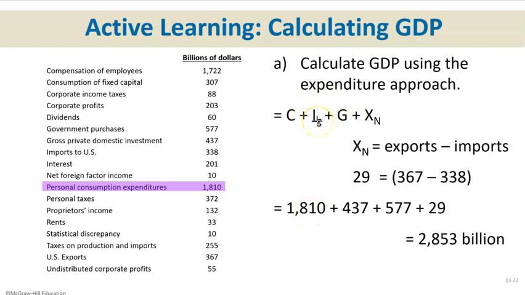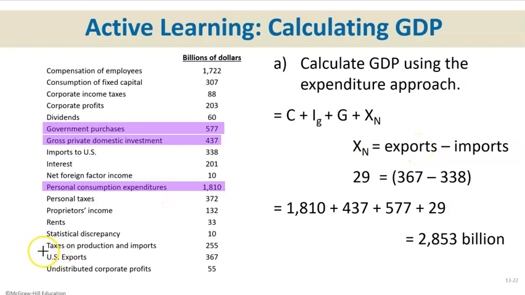Next is IG. That's investment or gross private domestic investment. So IG is the 437 plus G, which is government purchases. This is the 577, goes in the third spot. And then XN. So XN is net exports. So you can check your list and see if you have net exports. We don't here. So we're going to need to solve for it. And that formula is exports minus imports. So find the exports on your list.